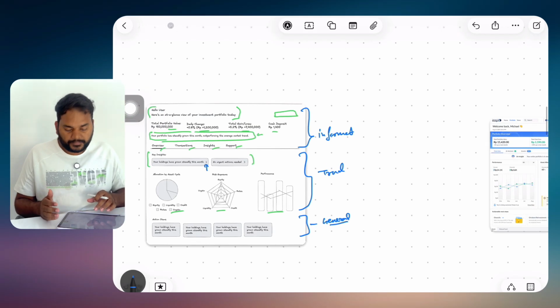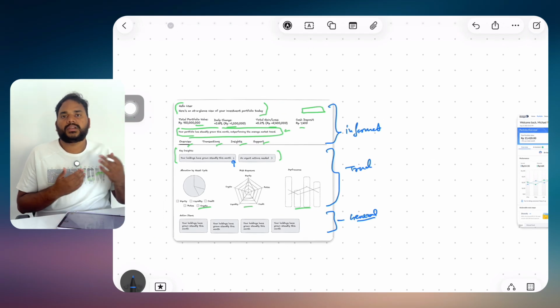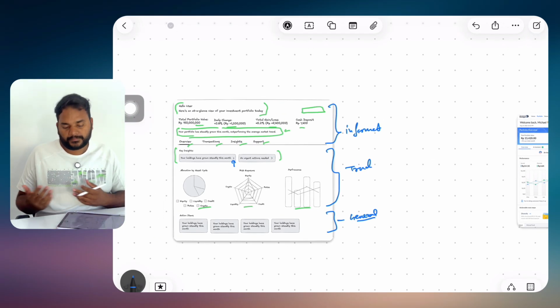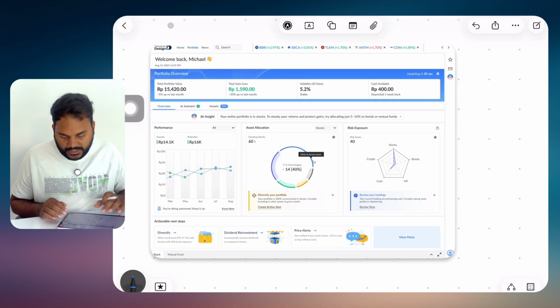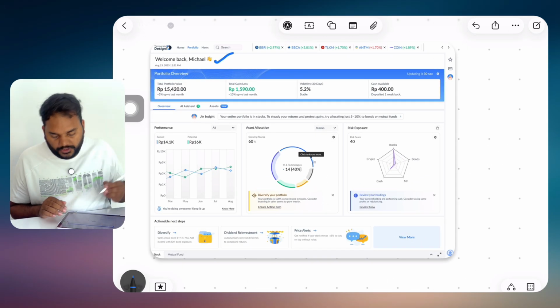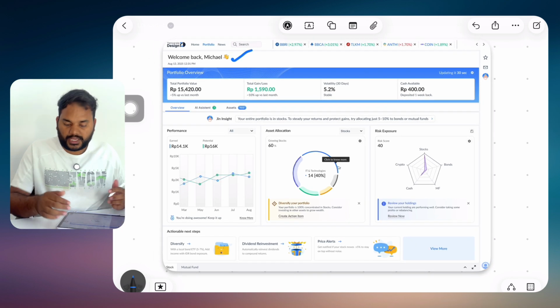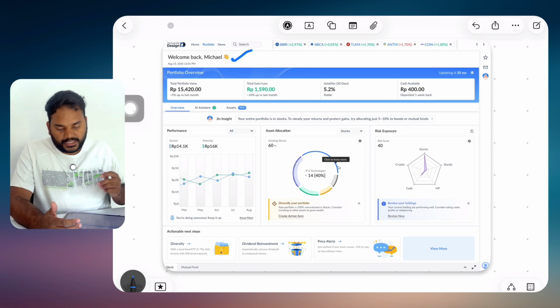Once this wireframe is done, next your task is to apply the colors, apply the whole UI that the client has given to you, and see how it sets with the whole application. So this is what I designed. As you can see, there is a welcome message on the top, which we wanted to have. Next, we have portfolio overview, the 4 cards. But here one thing has changed.